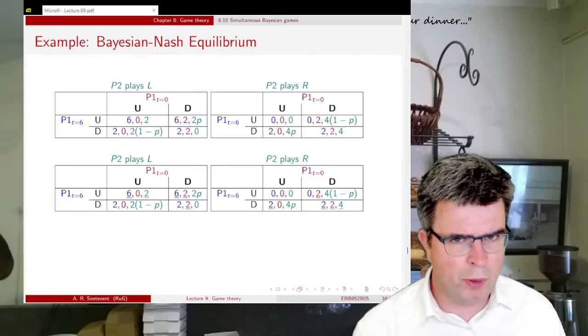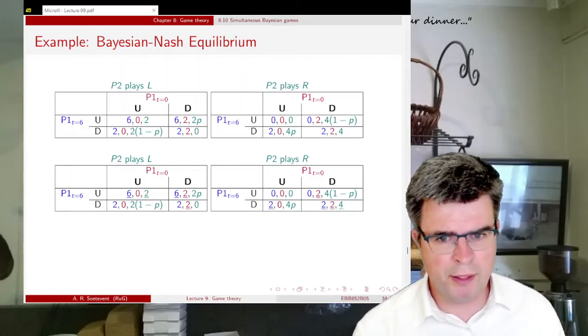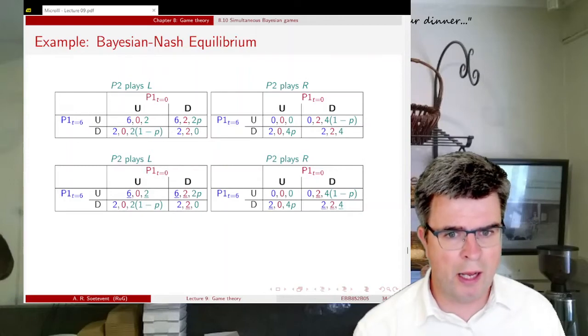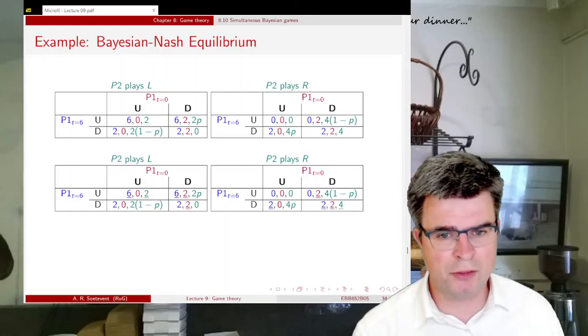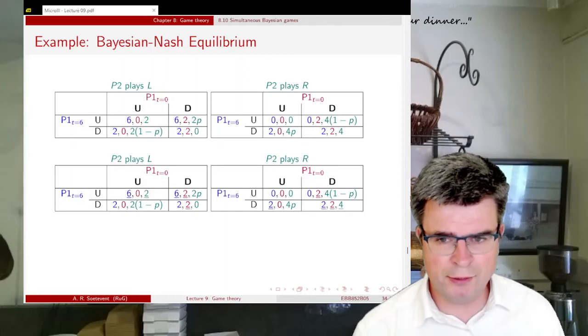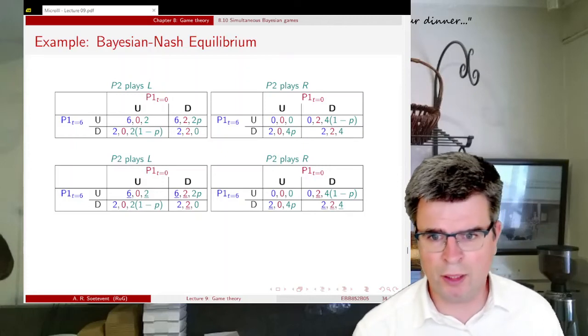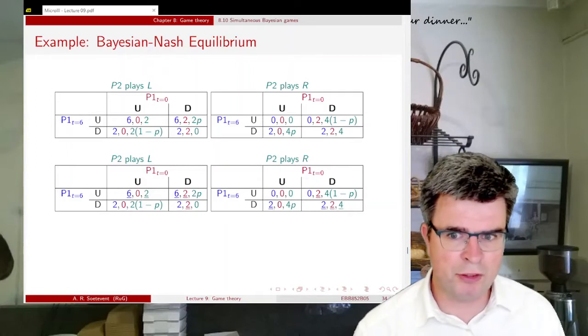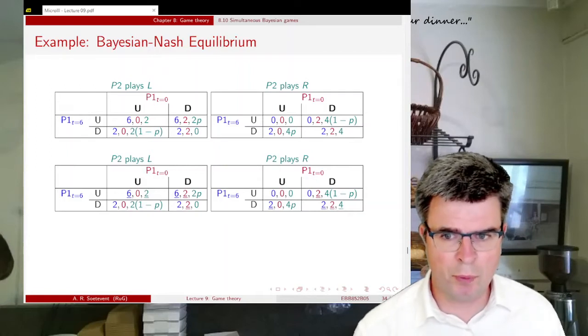Now, player 1 type T is 6 playing down, player 1 type T is 0 playing down, and player 2 playing right. It's the only entry in the matrices where all three numbers are underlined. But there's a second case where two of them are underlined, and that's the entry that we have over here. Player 1 type T is 6 playing up, player 1 type T is 0 playing down, and player 2 playing left.